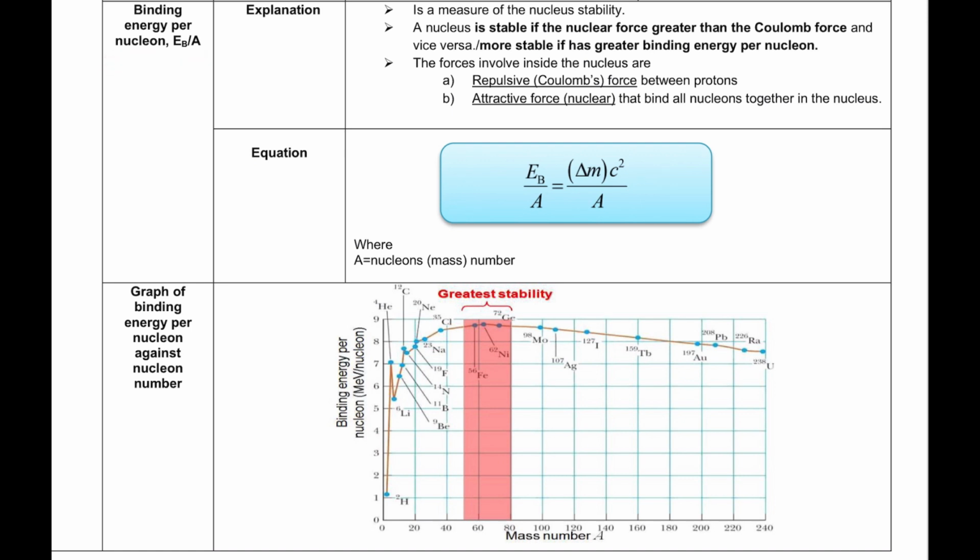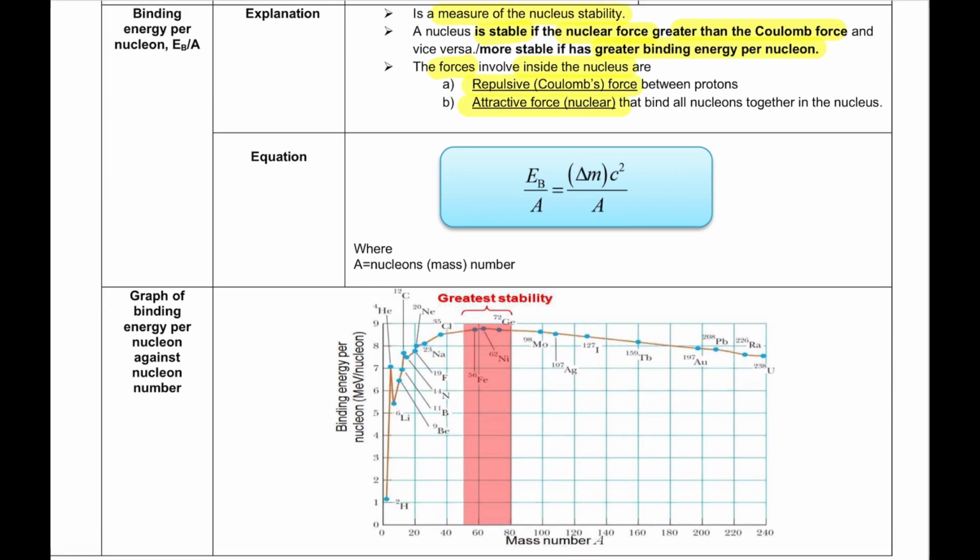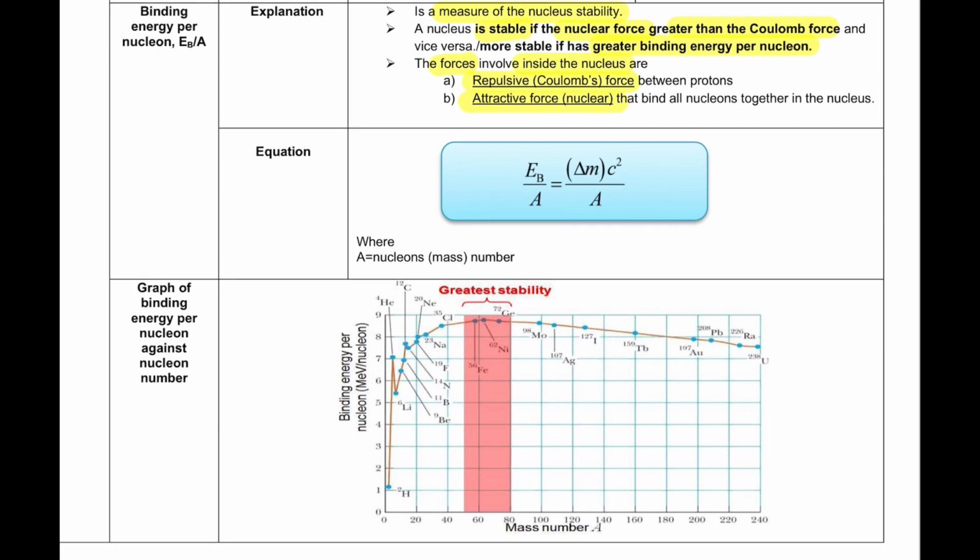So it is a measure of the nucleus stability. A nucleus is stable if the nuclear force is greater than the Coulomb force, or in other words, it becomes more stable if it has a greater binding energy per nucleon. So there are two types of forces involved in the nucleus, which are the Coulomb force and the attractive force, which is the nuclear force, that binds all the nucleons together in the nucleus.